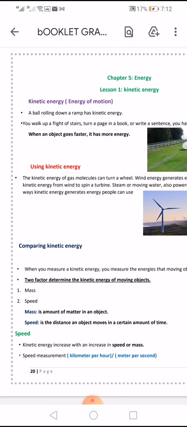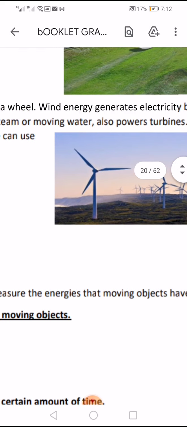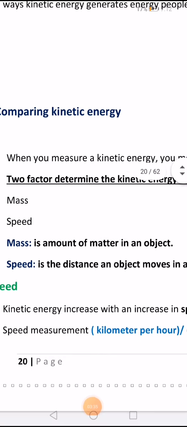So again, what's meant by kinetic energy? Energy of motion. Any motion, there is a kinetic energy. When any object moves, there is a kinetic energy. So we use the kinetic energy to generate electricity, like when air molecules move this wheel, it generates electricity. That's it.